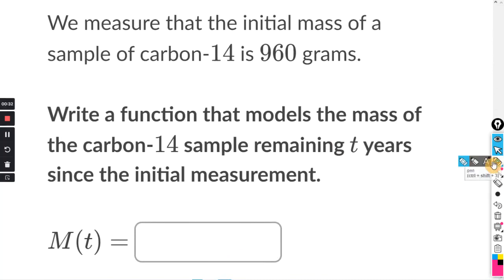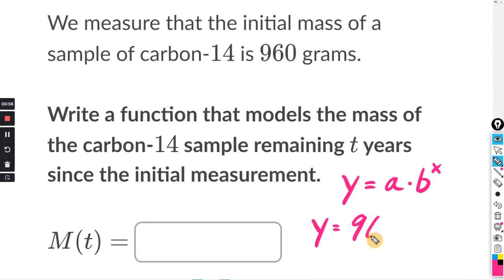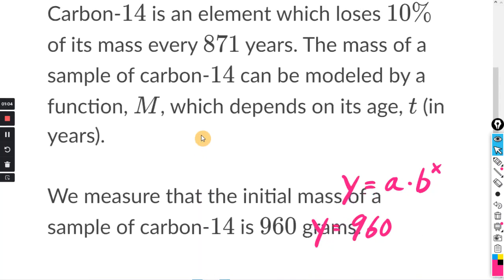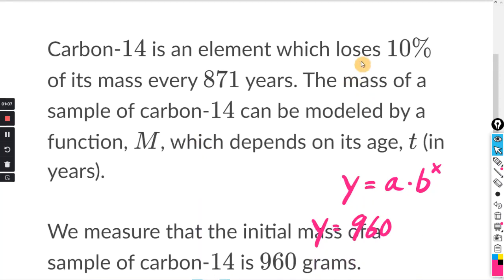All right, so this is an exponential equation. It's going to be in the form of y equals a times b to the power of x. All right, a is the initial value, and it says in the problem the initial mass is 960 grams. So a is going to be 960. Okay, and if you look at the write-up, it says it loses 10% every 871 years, and t is the variable for years.